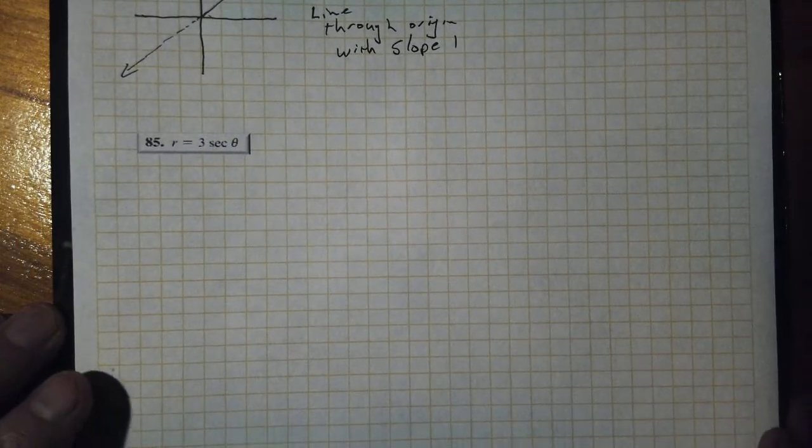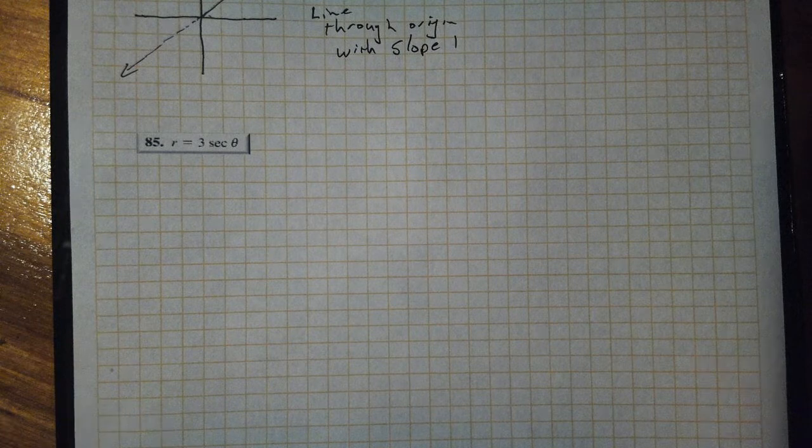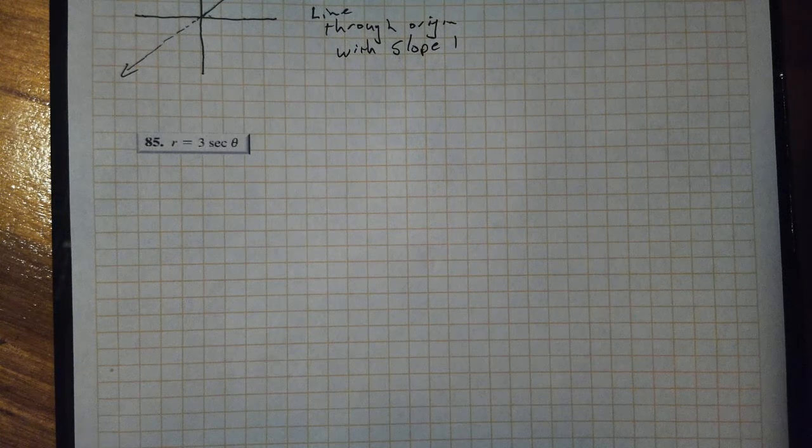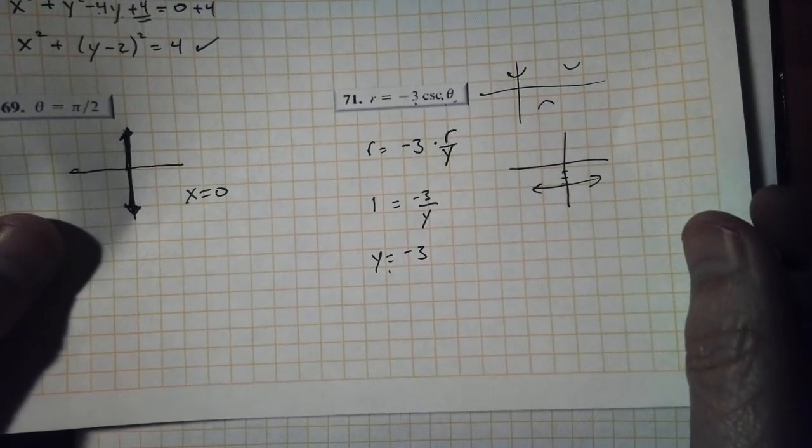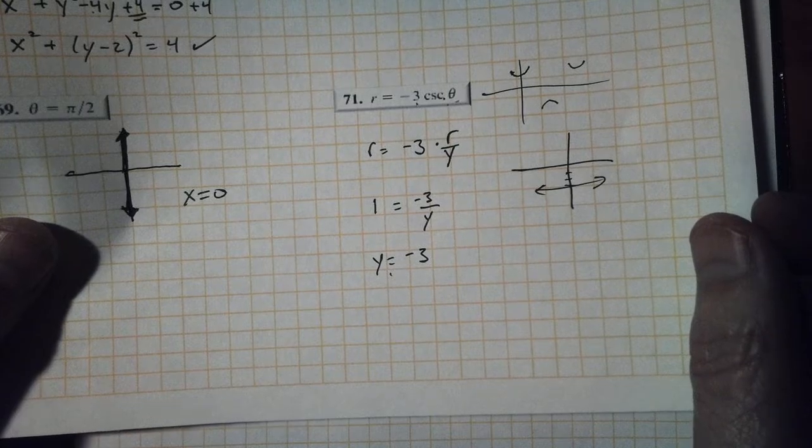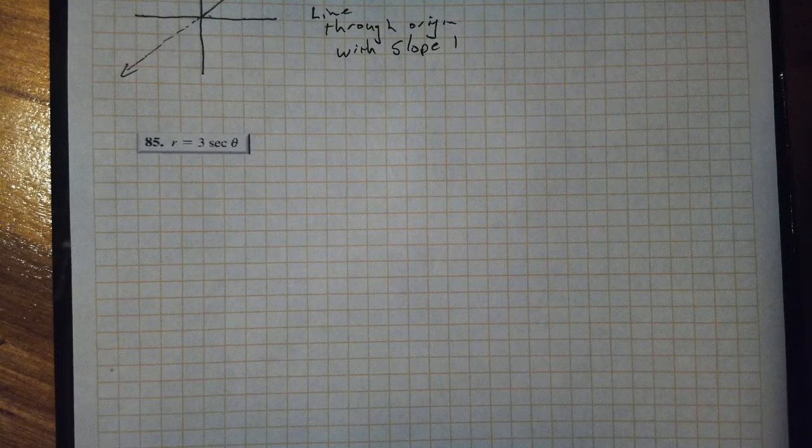And r equals 3 secant. I can take you back to a problem that we had that was very similar to that back on 71. So if you're here for number 85, you could look at 71 and model it after that. Try that if you're here for 85.